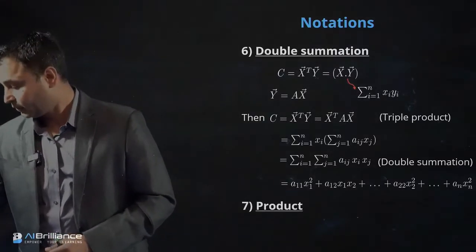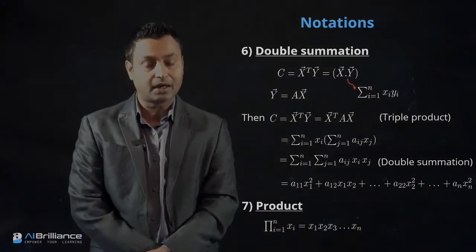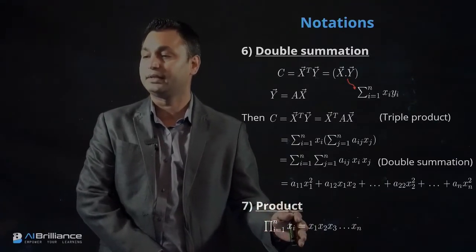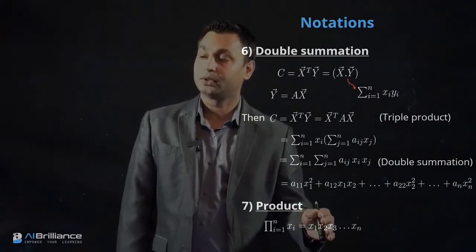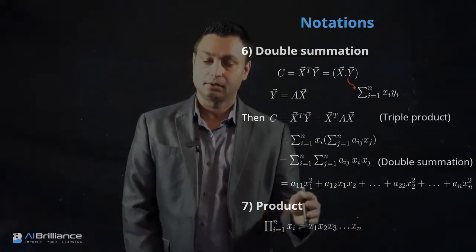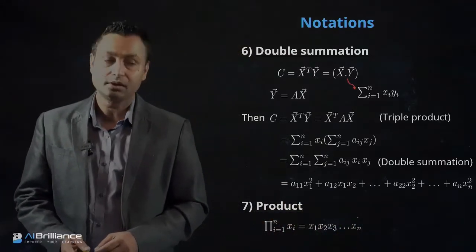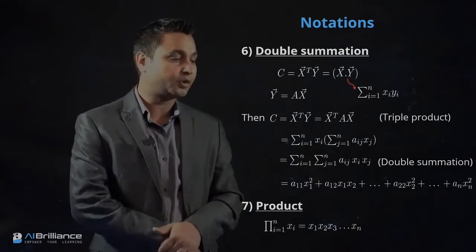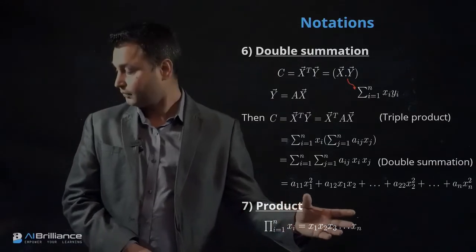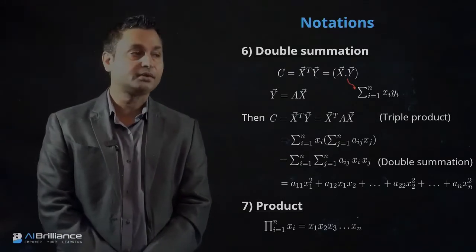The final notation typically found in optimization literature is the product, which is pi, i equals 1 to n, of x_i. That means we are multiplying x1, x2, x3 up to the nth term, so this creates a polynomial of nth degree where all the terms are multiplied. This is something you will see in geometric programming a lot. If you are involved in geometric programming, which is a class of optimization problem, then you will see the product notation too.